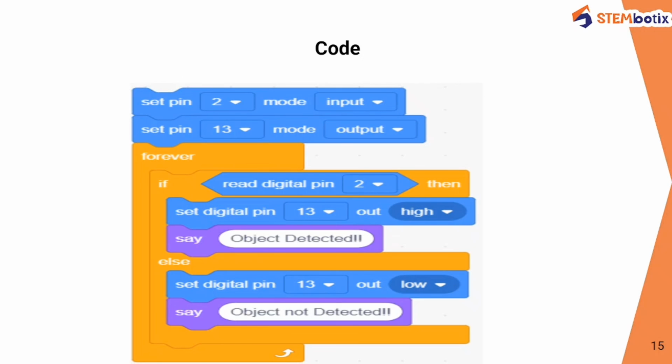It means when our IR sensor detects something in front of it, then the LED will glow, and on our screen the message will appear, which is object detected. Otherwise, it means when the second condition is executed, when the IR sensor does not detect something, then the digital pin will be in a low state and say object is not detected.